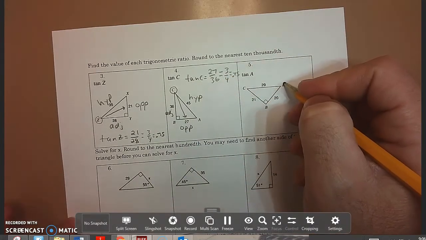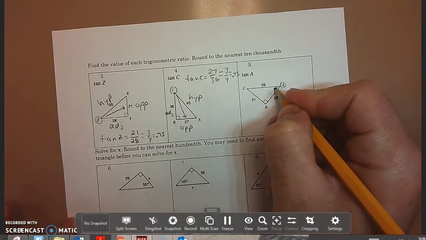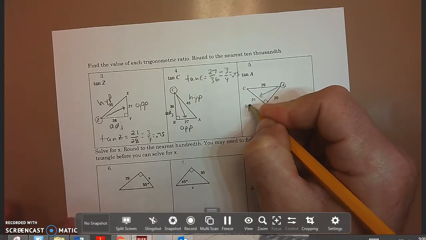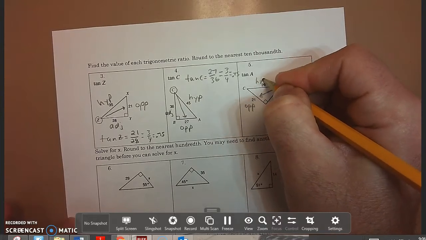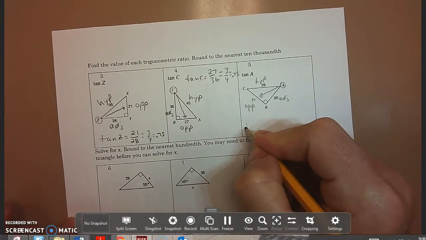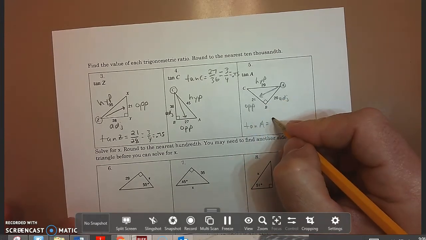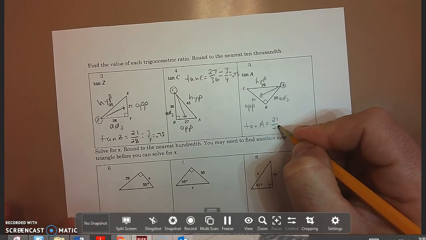Okay, let's do one more. Hopefully we can get a ratio that's not 0.75. So tangent of A, opposite, label hypotenuse, adjacent. Okay, the tangent of angle A equals the opposite over the adjacent, 21 over 20.